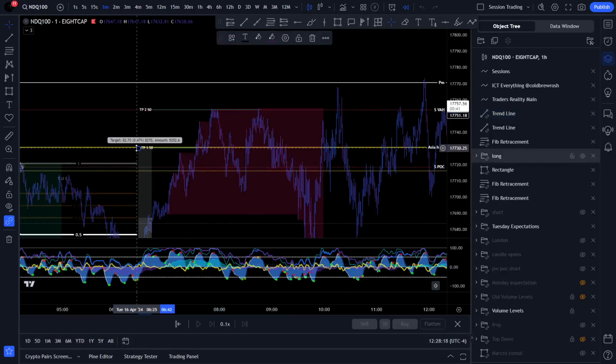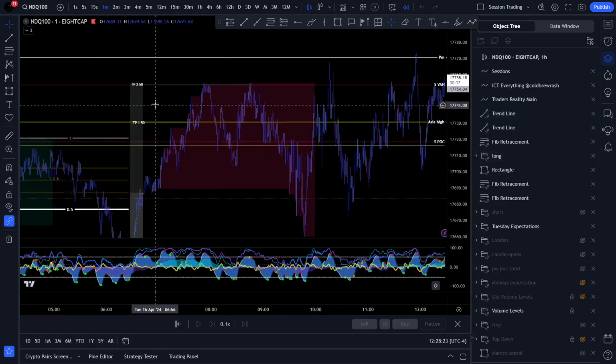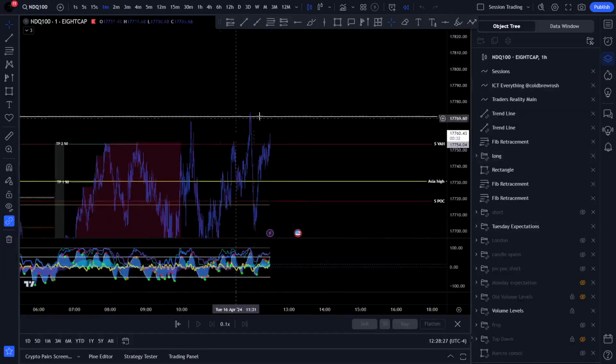TP2, which would have been approximately 3R left on the position. So you could have had another 1.5 out there. And then as we breached that PM level, it would have been my final take profit.